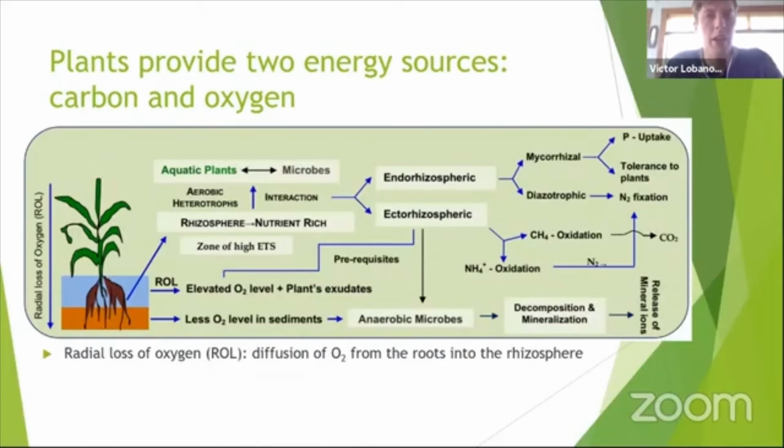We know that, for example, some of the ways that the plant is able to influence the community is primarily through carbon and oxygen. So radial loss of oxygen is when oxygen diffuses out of the roots into the rhizosphere. And you really don't need much oxygen to influence these communities because they're always on the brink of being anaerobic. And then, of course, as I mentioned, up to 90% of the carbon is going out through the roots. And this basically can set off a whole chain of things going on.